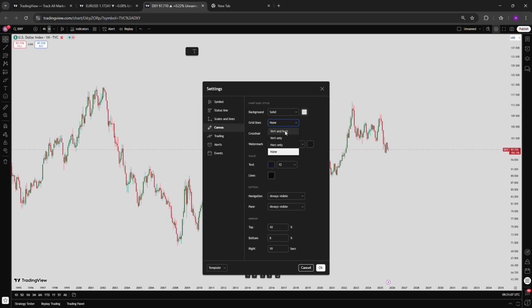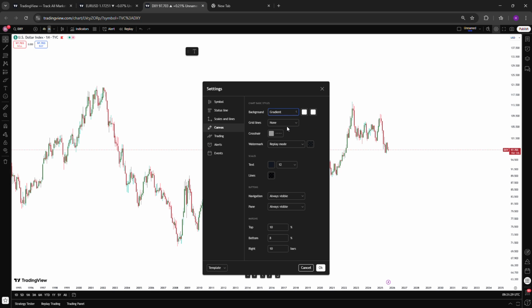If I click on vertical and horizontal here, you notice my background starts having these vertical and horizontal lines. And to be very honest, I really don't need it. It's not necessary. It's just a distraction. So I get rid of it by clicking none. Are we together?